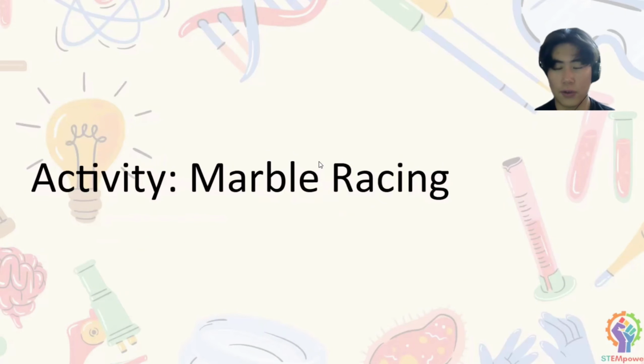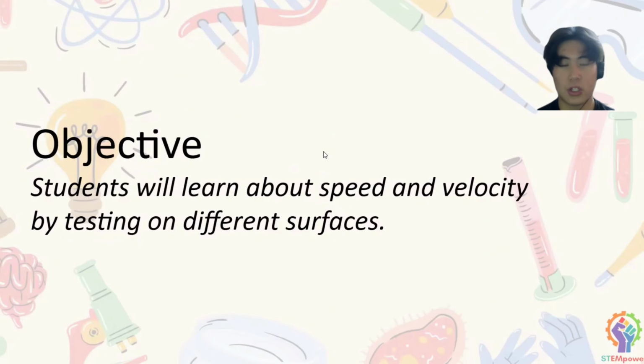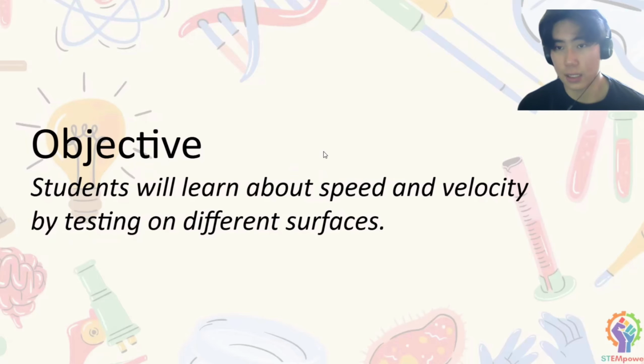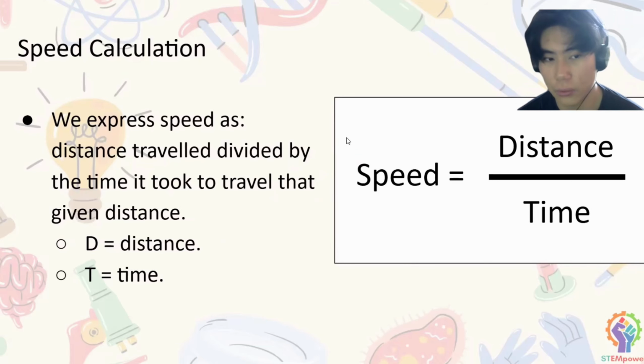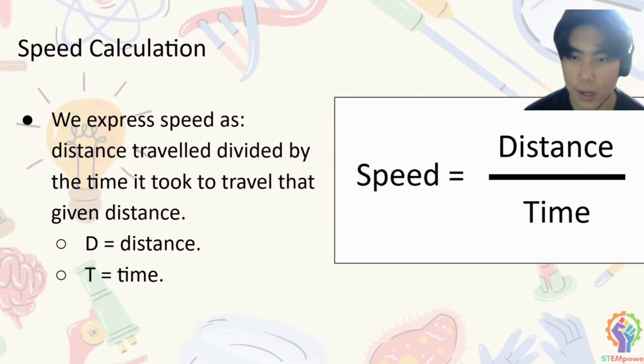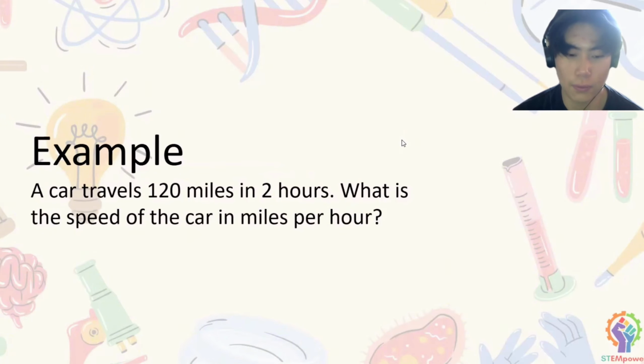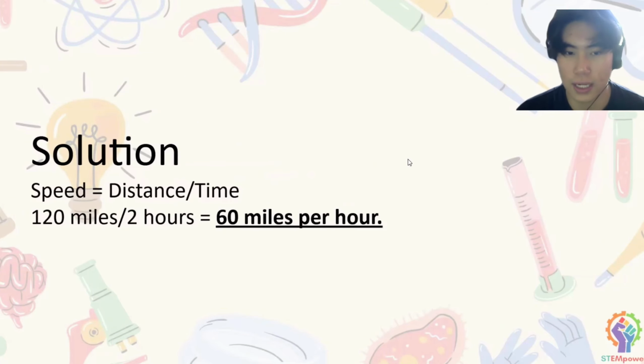Our first activity is marble racing. I'm going to be glossing over it to a degree. Our objective is that students will learn about speed and velocity by testing on different surfaces. I stated earlier, we know speed is distance over time. So we get d as distance, t as time. Distance divided by time equals speed. Here's an example of how we can calculate that. A car travels 120 miles, the total distance, in 2 hours, our time. So we can plug that into our equation to get that the car is heading at 60 miles per hour.